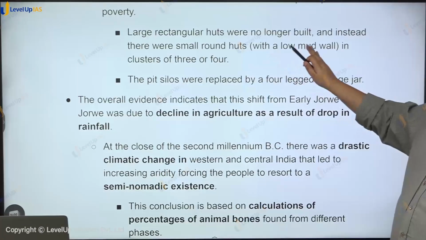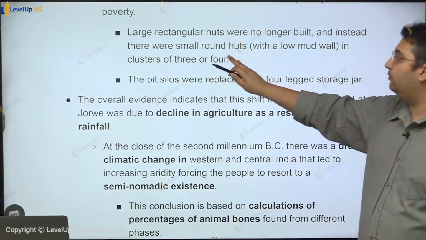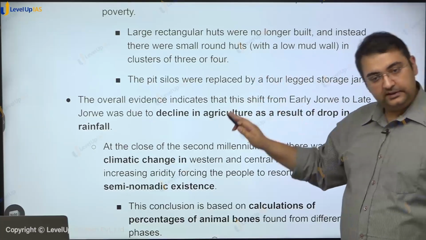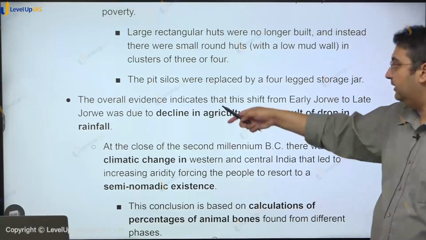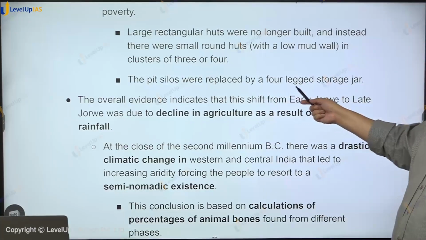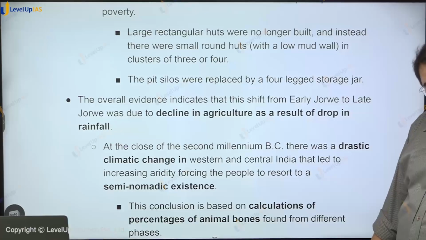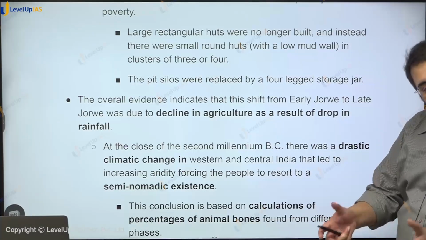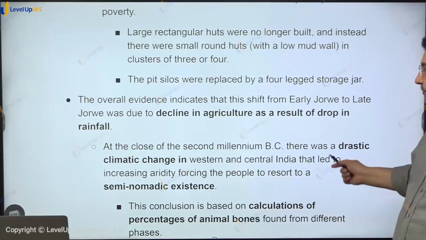Large rectangular huts were no longer constructed. Instead, there were small round huts with a low mud wall in clusters of 3 or 4. तो टाउन प्लानिंग वगैरह ये सब गायब हो जाएगा. The pit silos were replaced by a four-legged storage jar. So instead of digging a pit underneath the floor of the house, now a four-legged jar is going to be kept in the kitchen where grains would be stored.